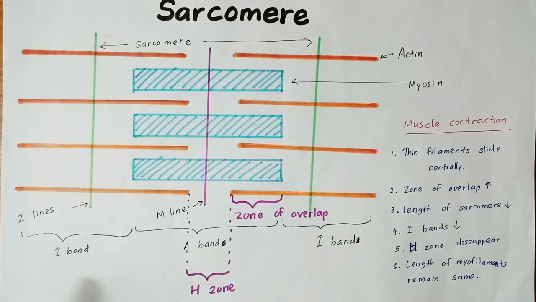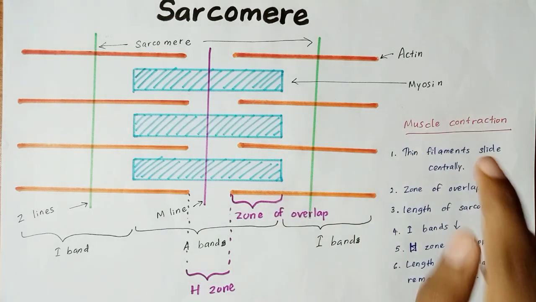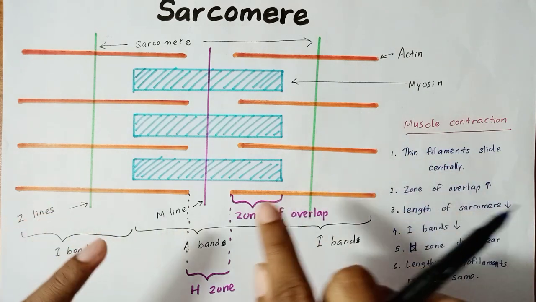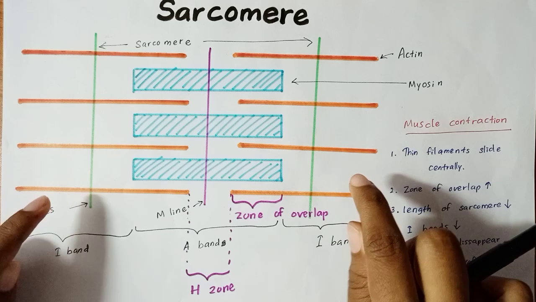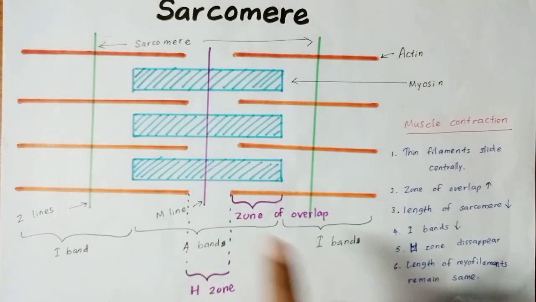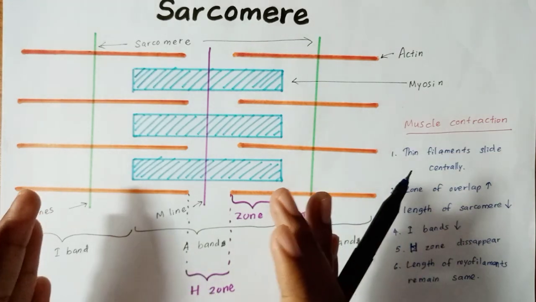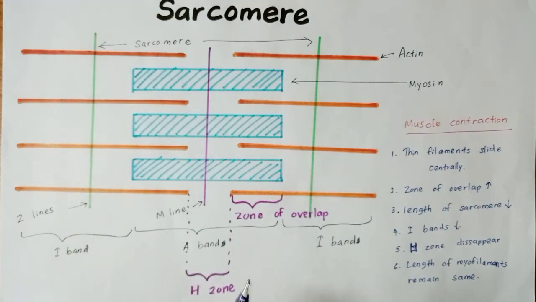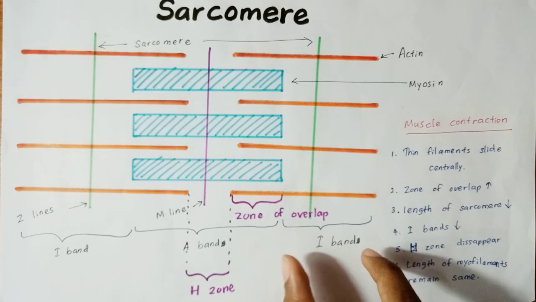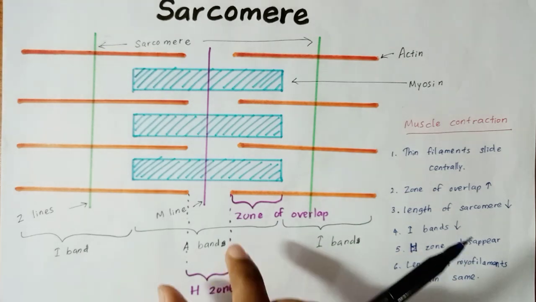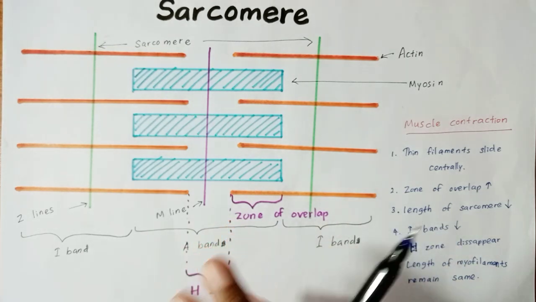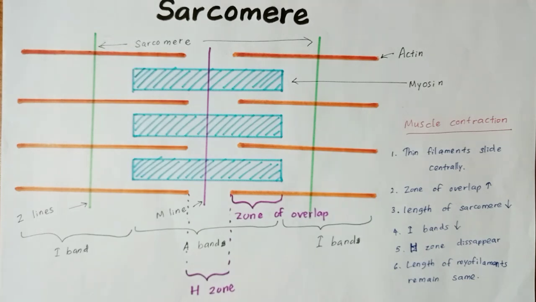Let's take a brief idea about this again. When a muscle is contracted, these thin filaments slide centrally. That means actin filaments come towards this M line. That means the zone of overlap increases, and the length of the sarcomere decreases as these actin filaments come towards the M line. And I bands also decrease and the H zone disappears. But the length of the myofilaments remains the same.